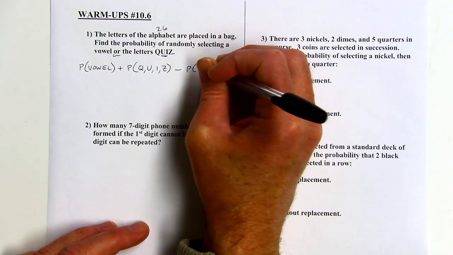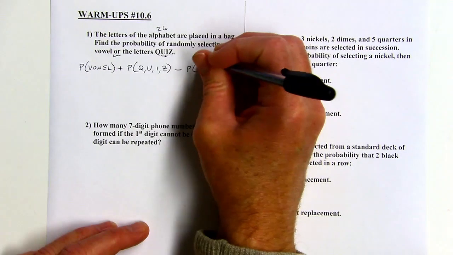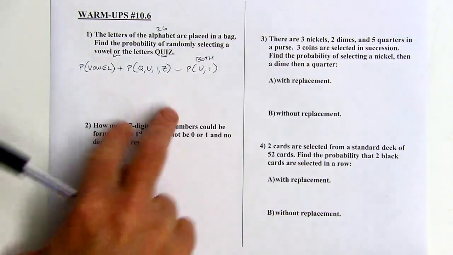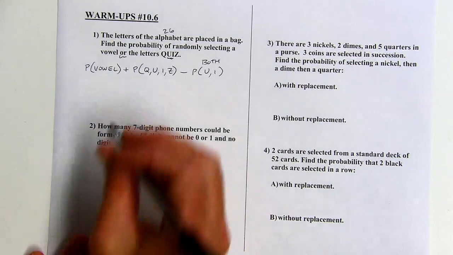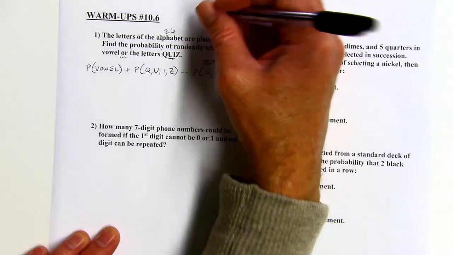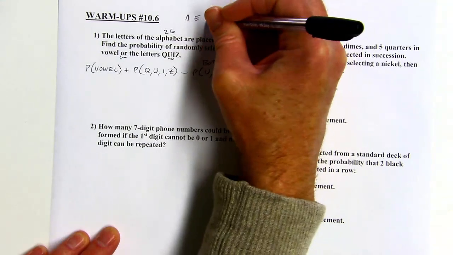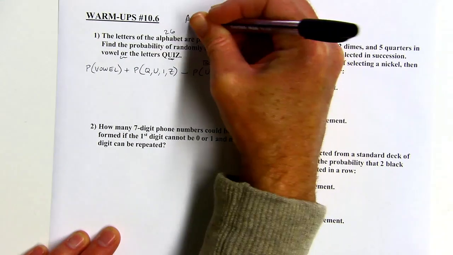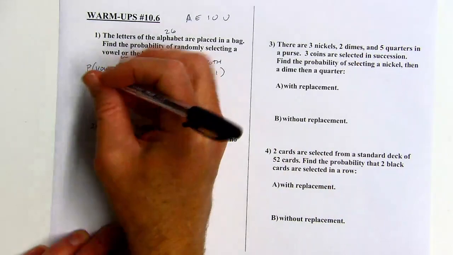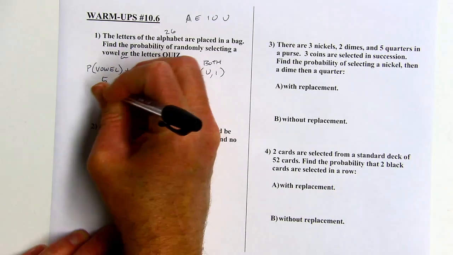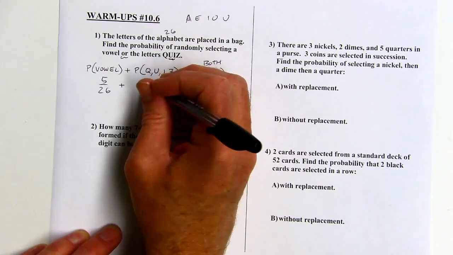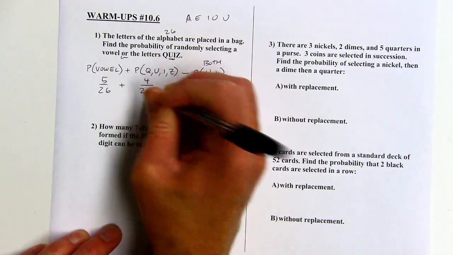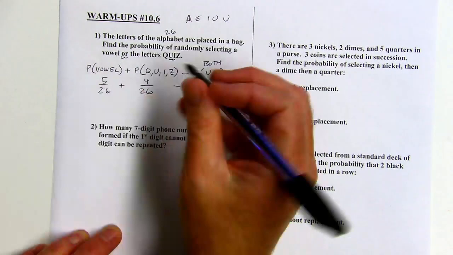I usually just say both. I want to subtract out the probability that both of these things happen at once, so that would be the U or the I. So a vowel, let's think about this: A, E, I, O, U. Let's not count Y for this problem. So there's 5 vowels, 5 vowels out of the 26 letters. These Q, U, I, and Z are 4 of the 26 letters. And then I've got 2 letters that are in both of those groups.